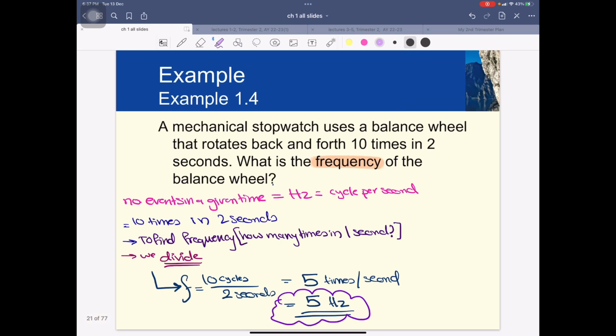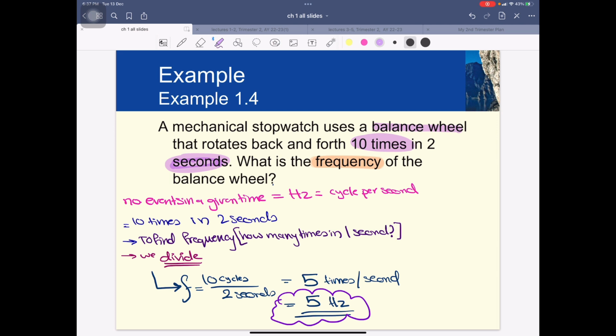So, let's solve an example. A mechanical stopwatch uses a balance wheel that rotates back and forth 10 times in 2 seconds. What is the frequency of the balance wheel? Literally, as I said once in high school, okay, the number of events is 10 times in 2 seconds.